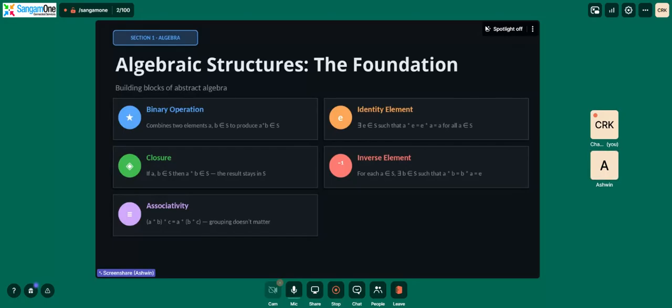Identity element: there is an element e belonging to set S such that a star e equals e star a equals a for all a belonging to S. Inverse element: for each a belonging to S there is an element b belonging to S such that a star b equals b star a equals the identity element e.